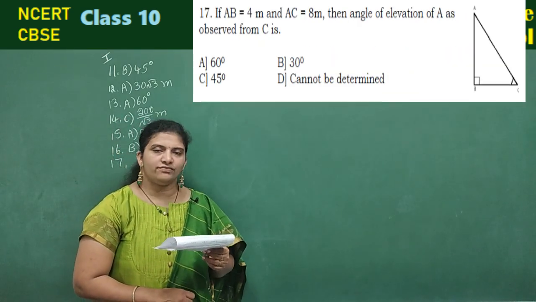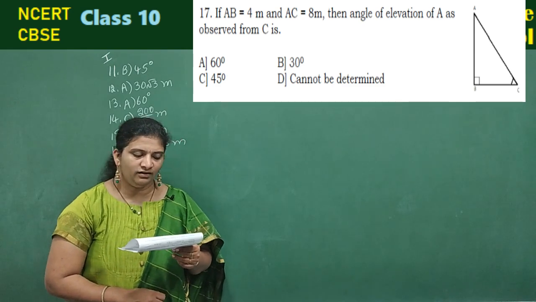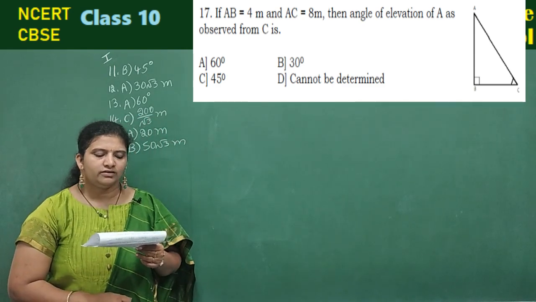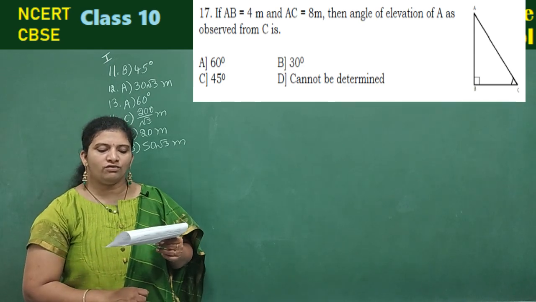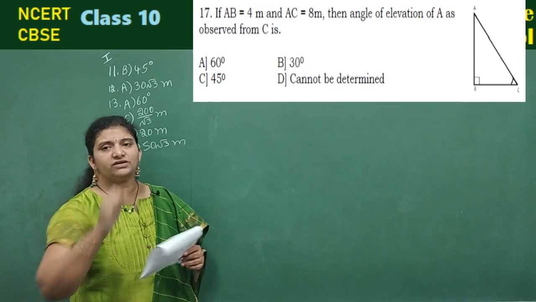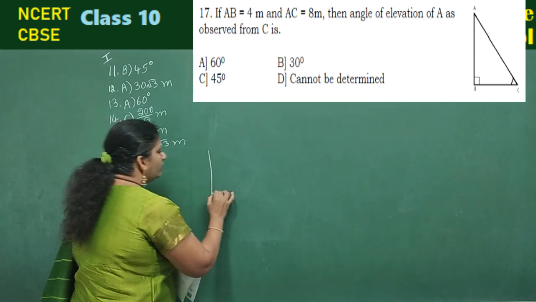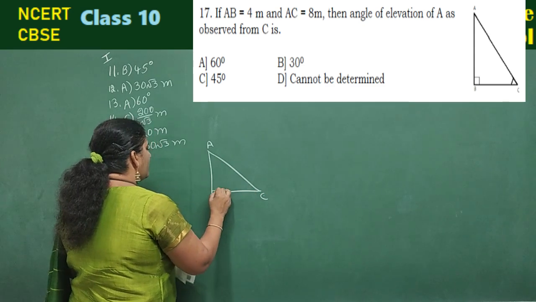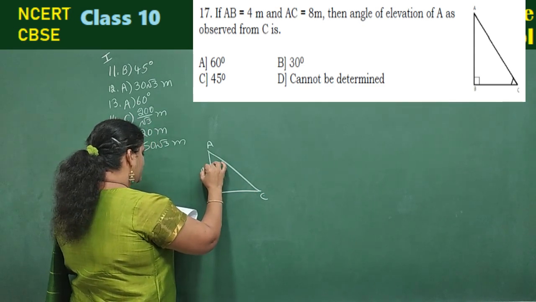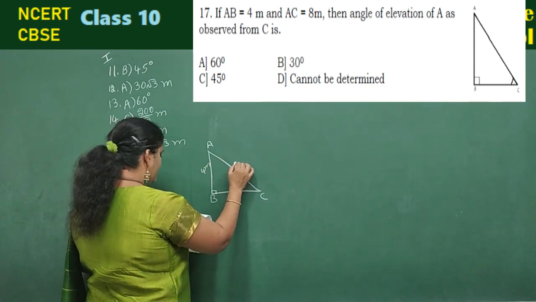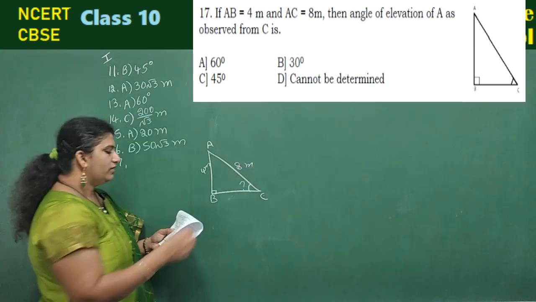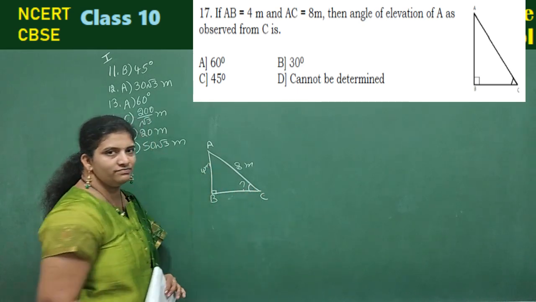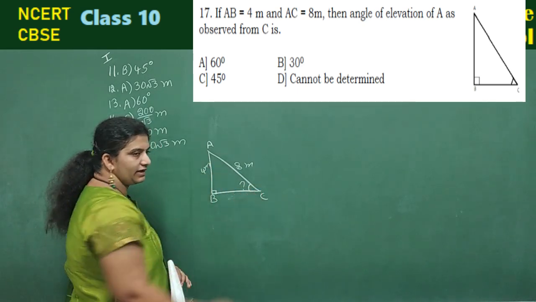17th one. If AB is equal to 4 meters and AC is equal to 8 meters, you can see the picture over there. The angle of elevation of A as observed from C. Look here. This is a right triangle ABC. AB length is 4 meters, AC length is 8 meters. Then the angle of elevation of A as observed from C, you need to find this angle.